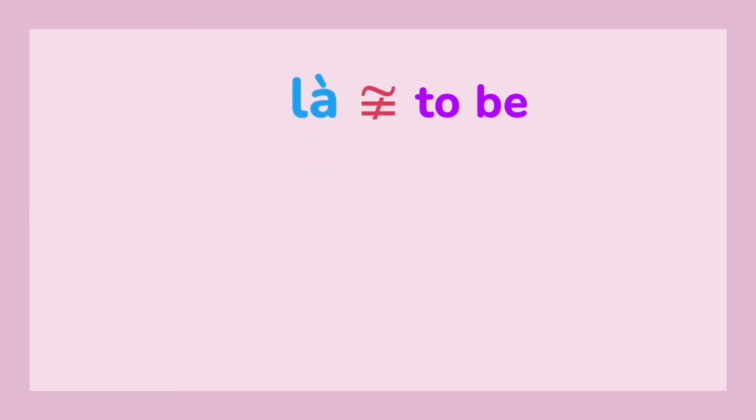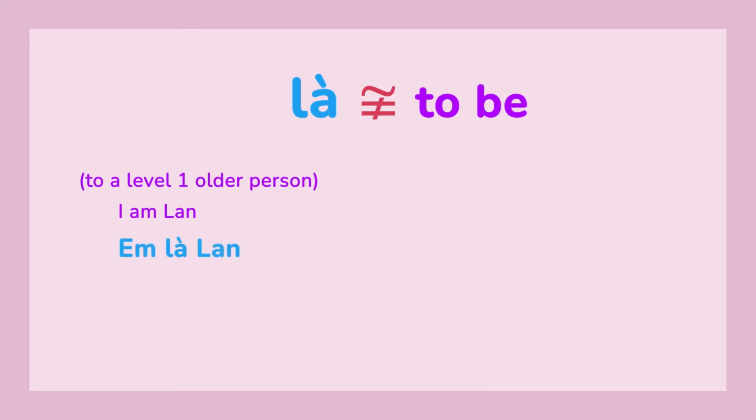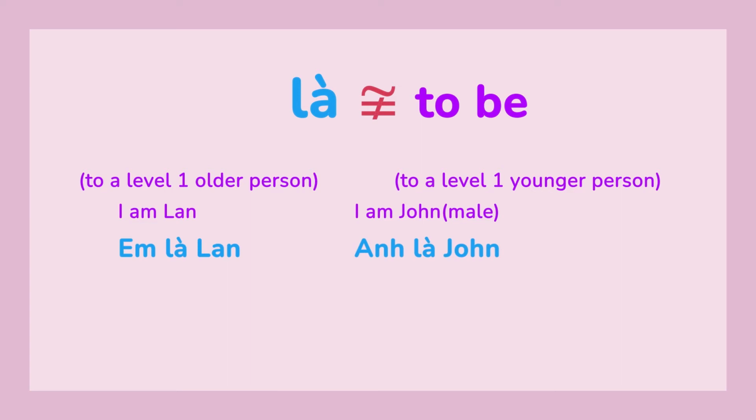So, to say I am Lan to an older person, you could say em là Lan. Or if you're male and you want to say I am John to a younger person, you could say anh là John. Or if you're female and you want to say I am Mary to a younger person, you could say chị là Mary.